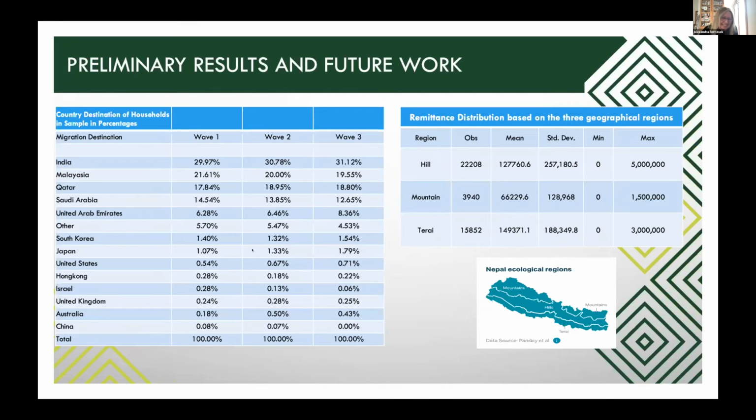Okay, cool. So the last 2 slides are basically some summaries from the data. The survey has roughly about 30,000 observations, and as we can see, majority of migration abroad is centered around India, Malaysia, and the Gulf countries.